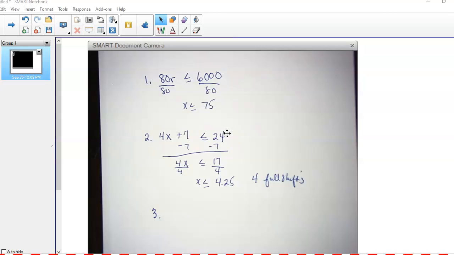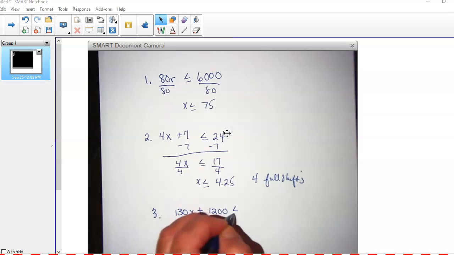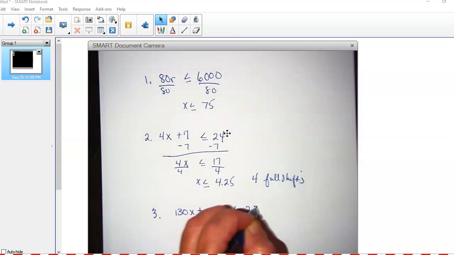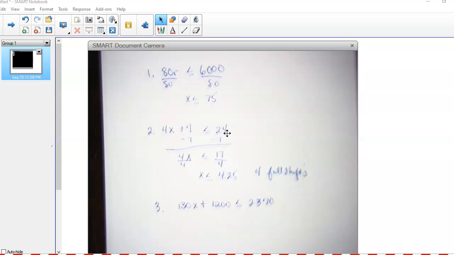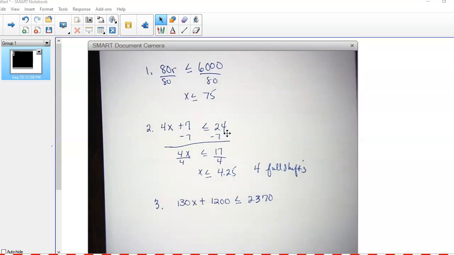So it's $130 per month. So there's your variable. And your fixed monthly is $1,200. And you can't have any less than, less than or equal to 2,370. So let's solve the inequality. We're going to subtract the 1,200 from both sides. Brings down the 130x, that cancels. And then you're going to divide by 130. And x is less than or equal to 9.